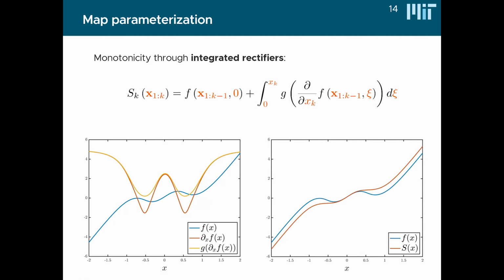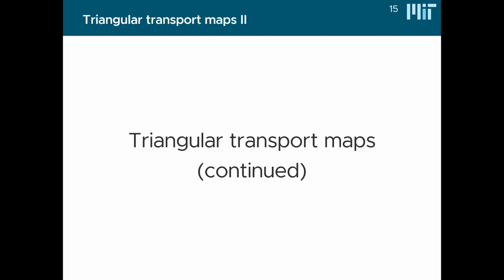And this then yields basically this map component function down here, which is monotone in the last argument, where the basis functions previously were not. So quite an attractive and useful method to achieve this. Now let's continue talking about triangular transfer maps.